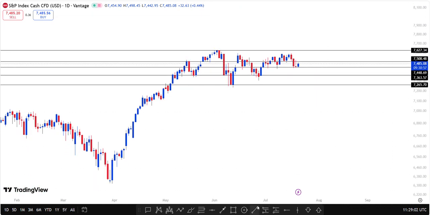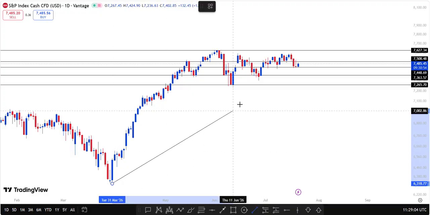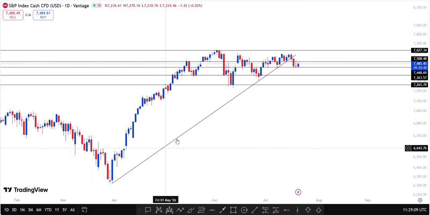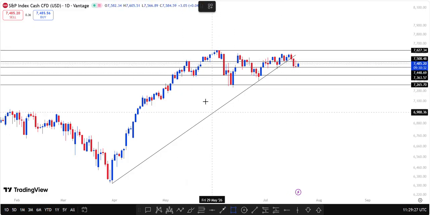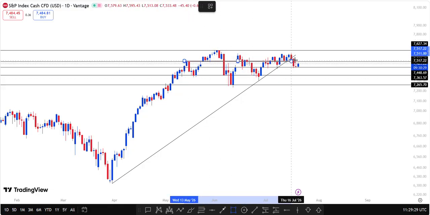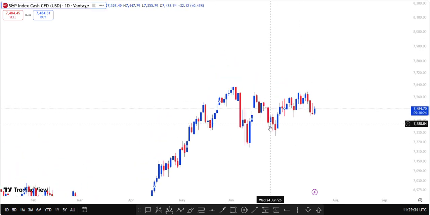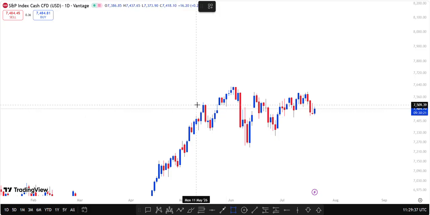Let's see if we have a trend line, and there we have it. So we had our first, second, third touch right over there. Price pushed up, then came back down and broke out of the trend line. Now price is possibly retesting right over this level. Let me just do this level right here. Price is retesting. So this is our key area.